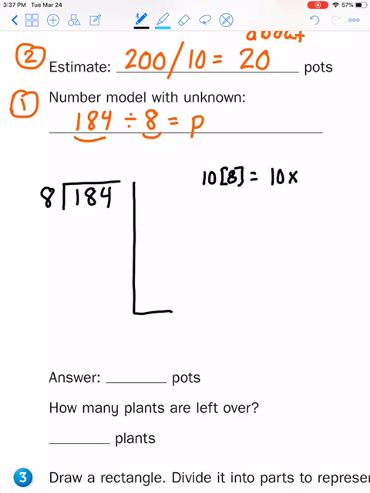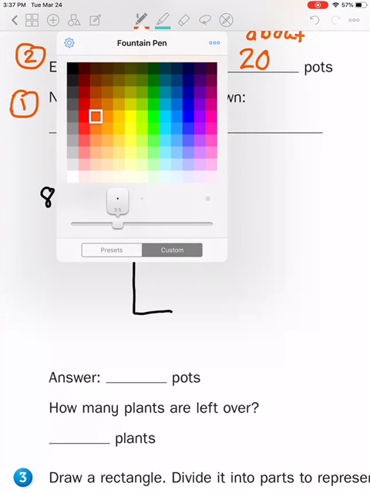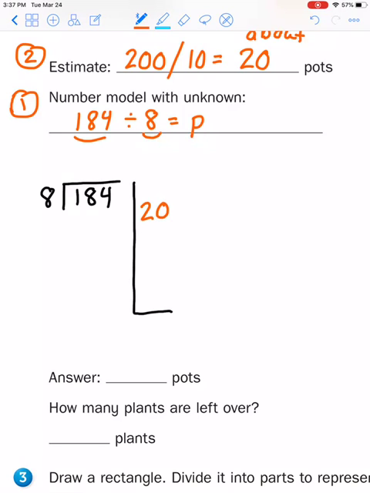well, I know that 10 times 8 is 80. I definitely can, but I could actually probably take out 20. Let's see if I can make 20 groups of 8. Well, 20 times 8 is 160. That's closer to 184, so I'm going to go with 20. I'm going to make 20 groups of 8, and that's going to give me 160. And if I subtract 160 from 184, I get 24.